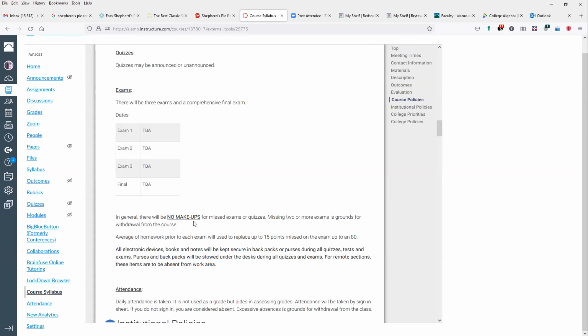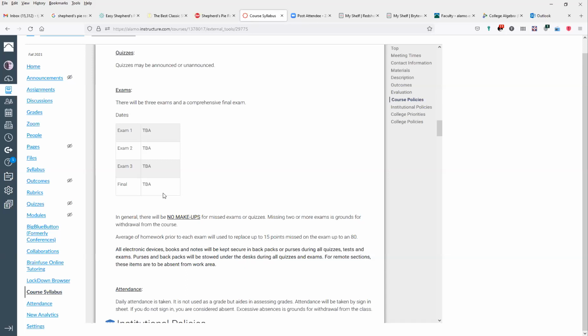In general, there'll be no makeups for missed exams or quizzes. Missing two or more exams is grounds for withdrawal from the course. I had one person miss exam 1 and 2, so he got zeros for those two grades, but his last two grades were high enough that he still passed the course with a C.